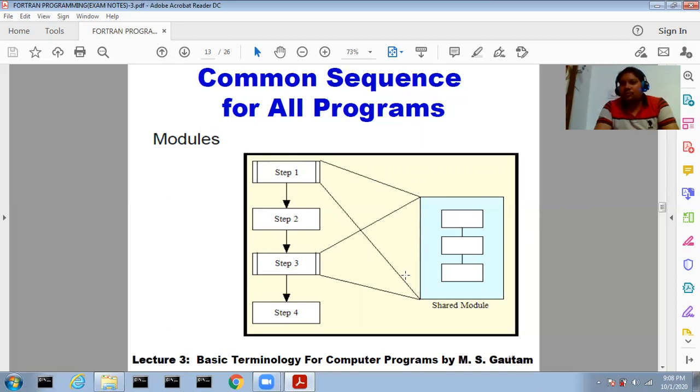So there are four basic parts which are common to all types of programs: a sequence of instructions, then branches, then loop structure, and then modules. These are the four basic parts of any kind of program, which are generally used to solve a particular problem.